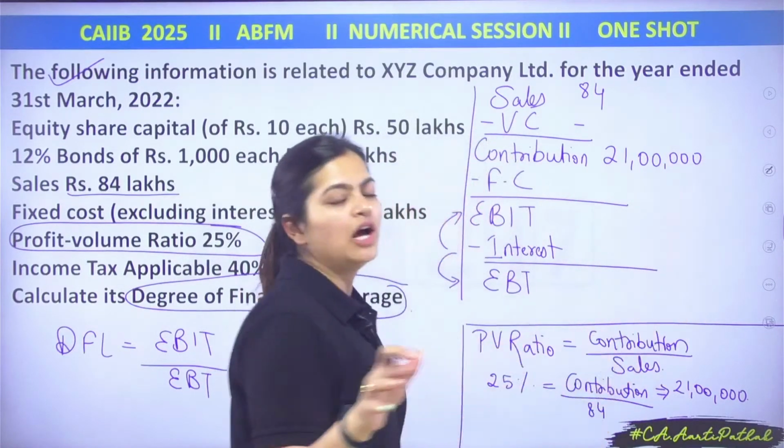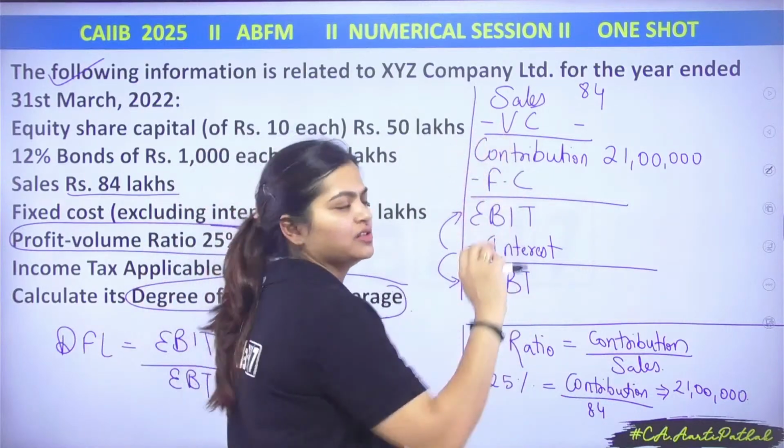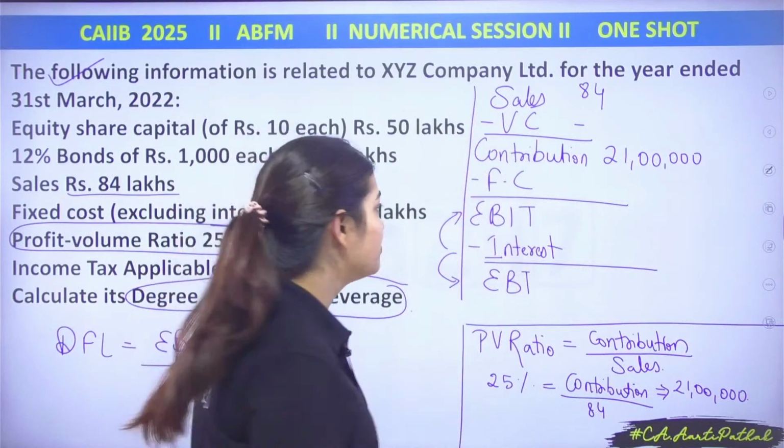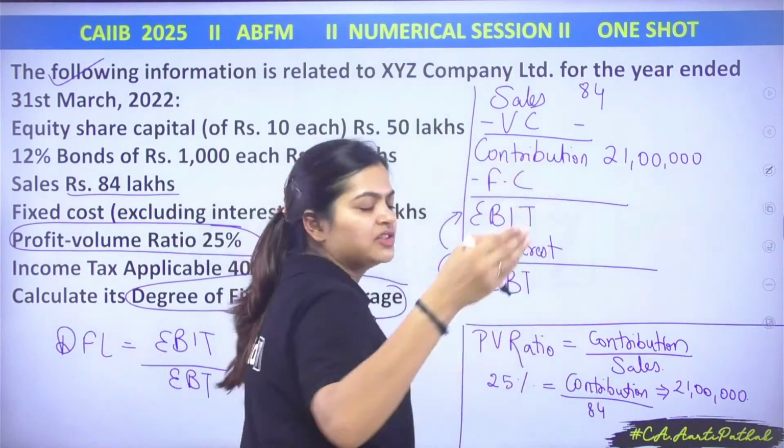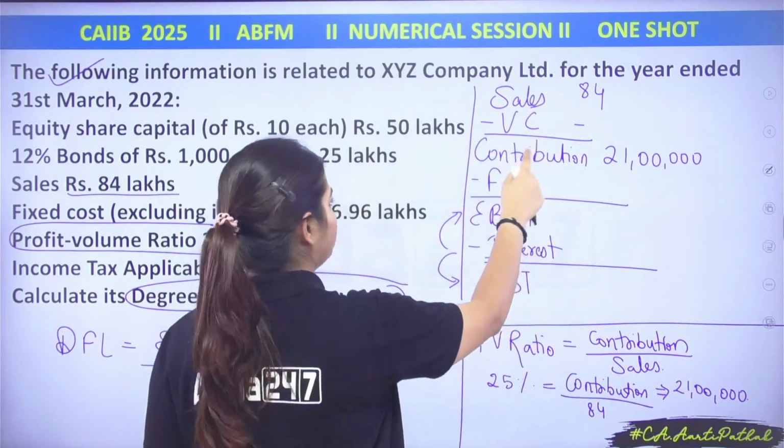Correct? Now I can start directly from this 21 lakhs. Now please don't sit and calculate variable cost, because that is irrelevant here right now for you, because you want EBIT and EBT. Already you are one step ahead. So let's calculate from that point.